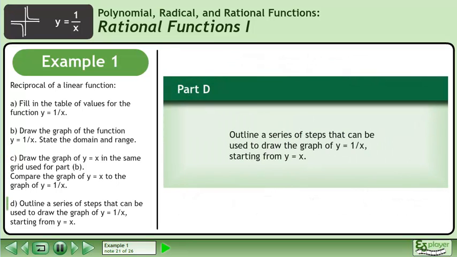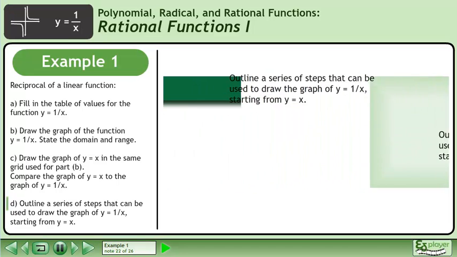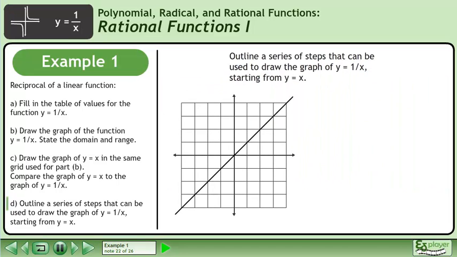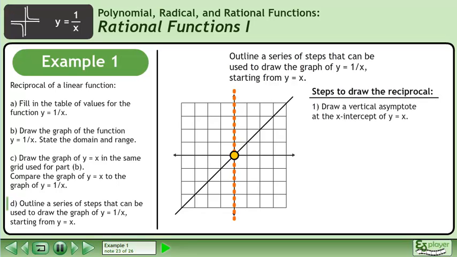In part D, outline a series of steps that can be used to draw the graph of y equals 1 over x, starting from y equals x. Bring up the graph of y equals x. First, draw a vertical asymptote at the x-intercept of y equals x. Next, draw the invariant points where y equals positive or negative 1.